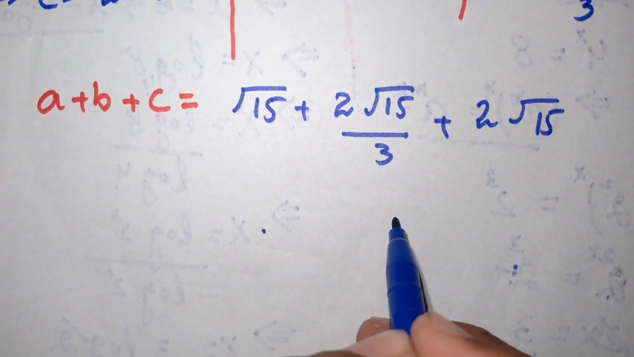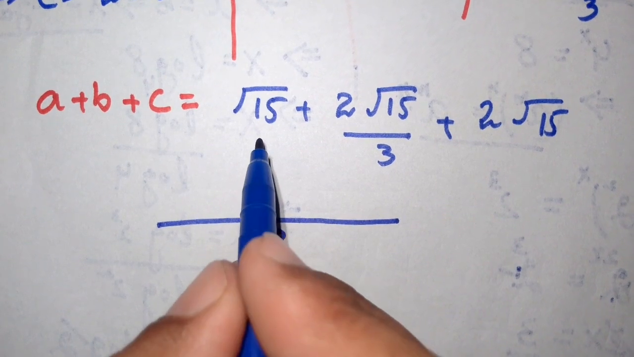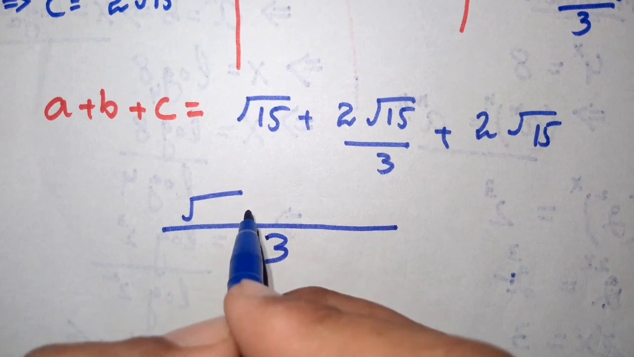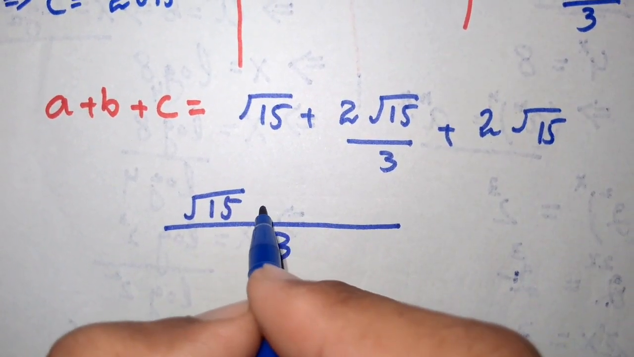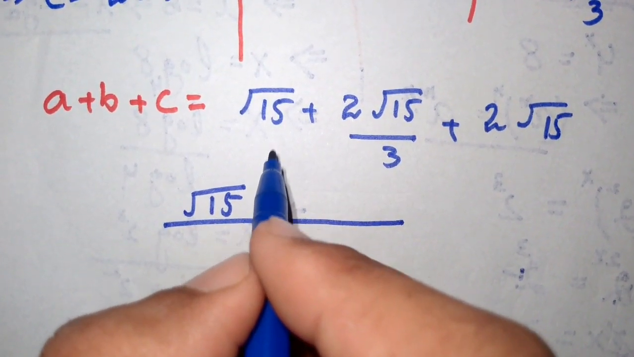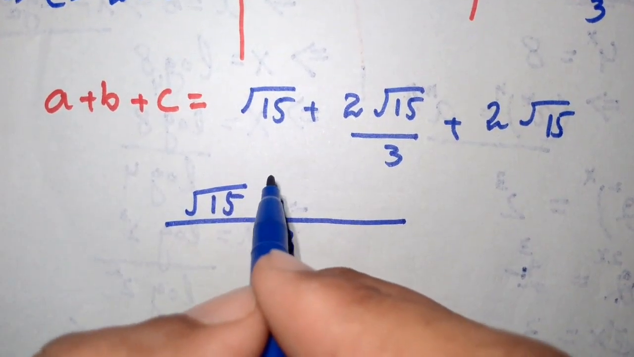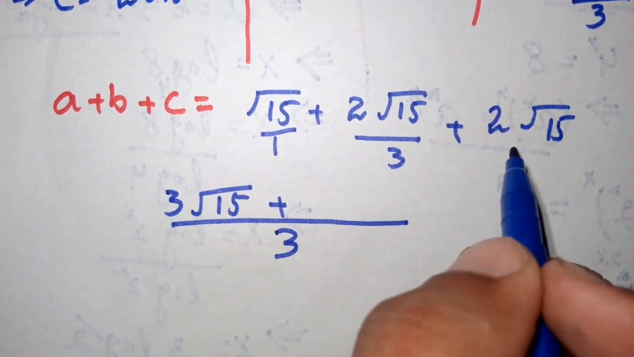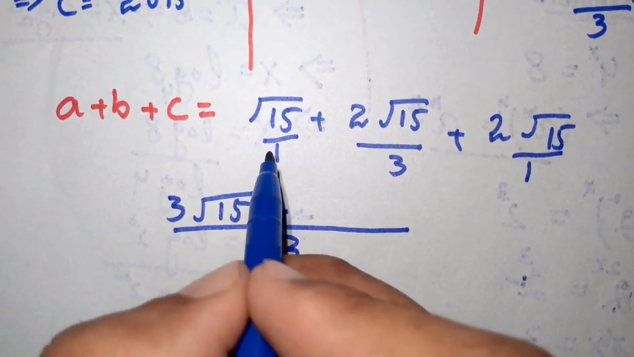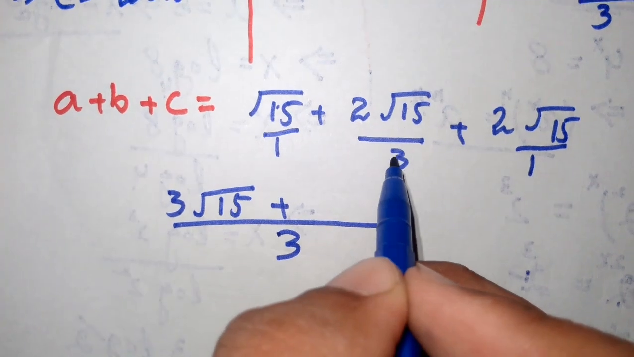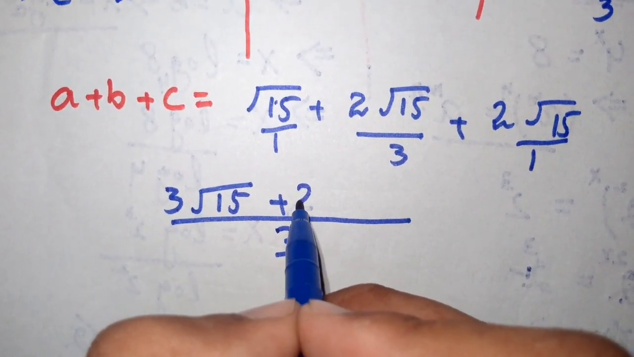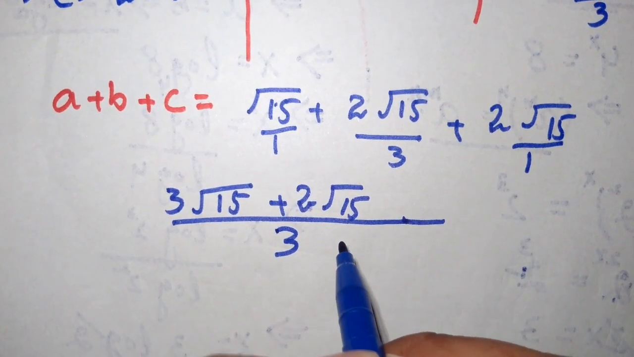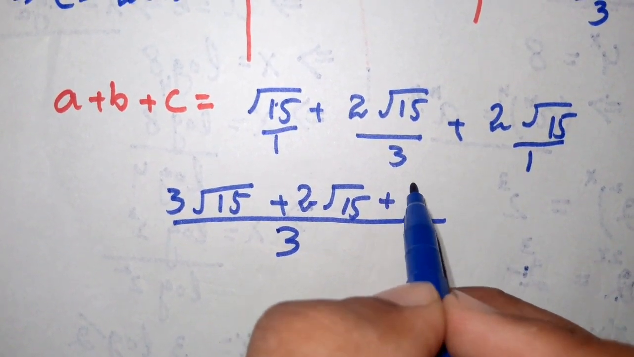Now we have to take the LCM, which is 3. So this will become 15 plus 2 square root of 15 over 3 plus 2 square root of 15. 3 divided by 1 is equal to 3, multiply square root of 15. 3 divided by 3 will become 1, multiply 2 square root of 15. 3 divided by 1 is equal to 3, multiply 2 is equal to 6 into square root of 15.